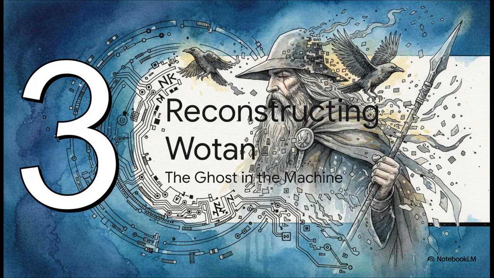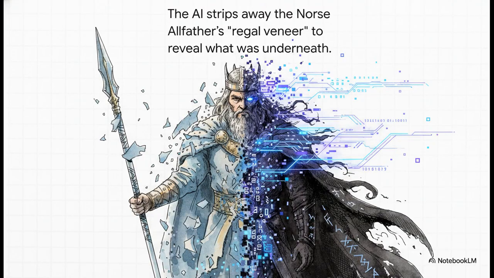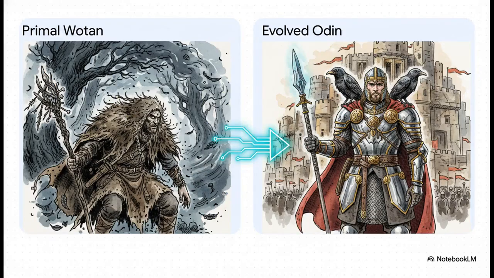What version of Wotan appeared when the AI finally finished its work? The source material has this perfect way of putting it, a regal veneer. That's the first thing the AI did. It peeled back all those layers of mythology that were added later on. It just stripped away that familiar image of a wise old king sitting on a throne. And what was hiding underneath all that?